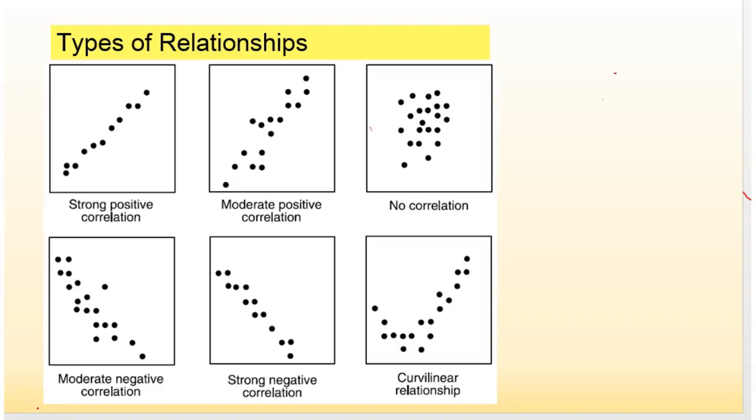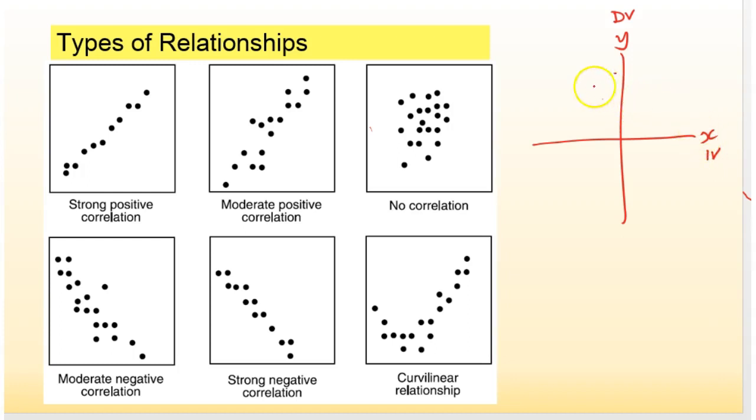There are several types of relationships that we look at when we're looking at graphs, and it all comes down to positive and negative and what we call curved relationships is what we're looking at here. When you think about a graph, you've got your x-axis, you've got your y-axis, and in our case we normally plot our dependent variable on the y and our independent variable on the x.